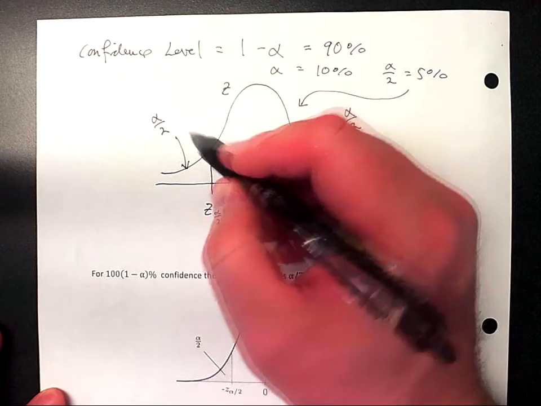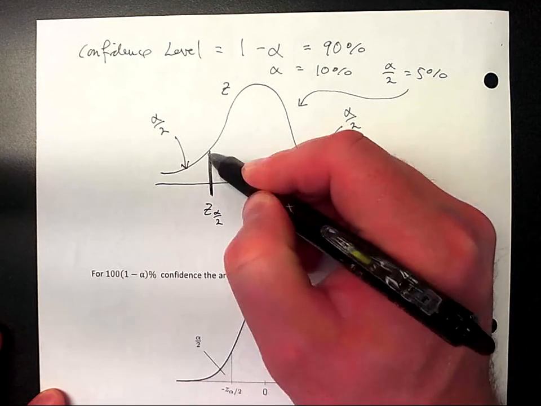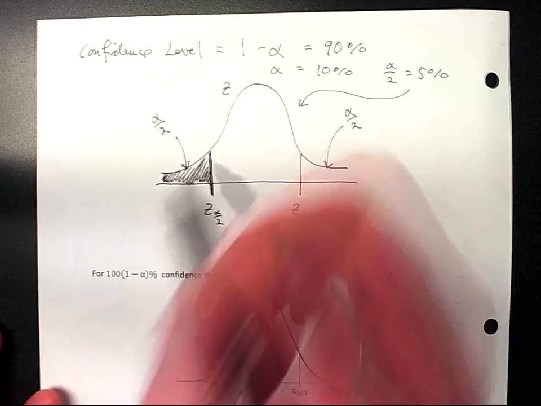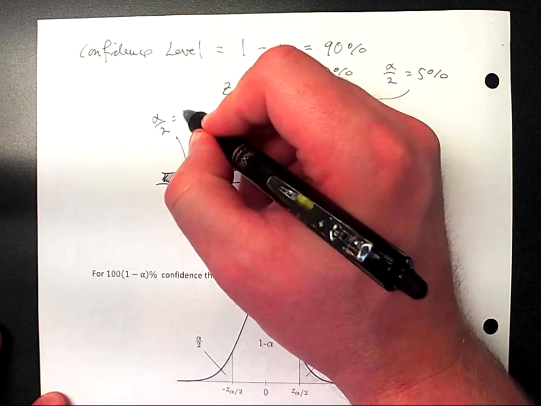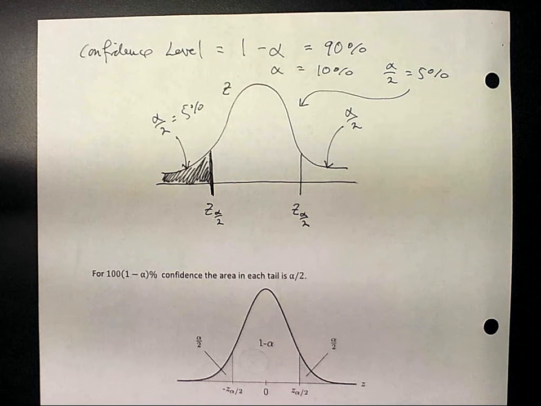But what we're essentially then saying is that whenever we're looking up an alpha divided by 2, whenever we're finding a z value for this alpha divided by 2, we're essentially just finding the percentage of this graph, right here, being 5%, and we're looking up the z value that corresponds to that. Is everybody following along with me so far? You get it? Cool. Right? Is everybody good with this?